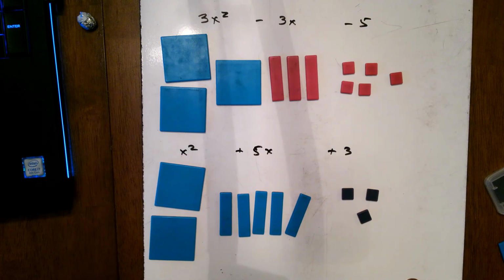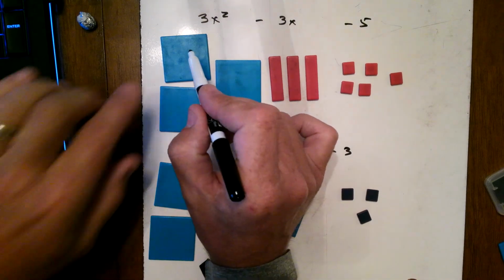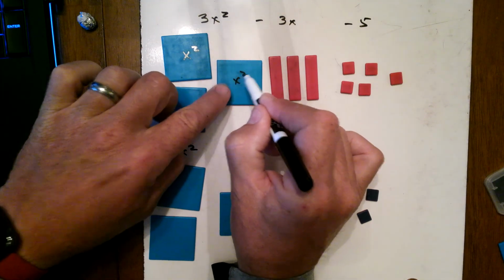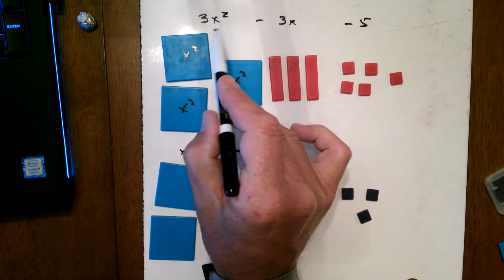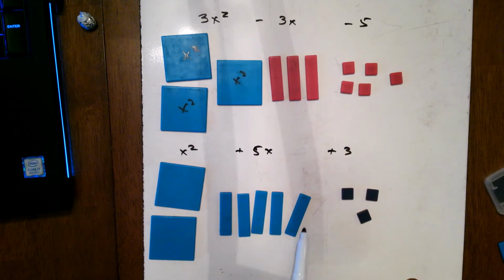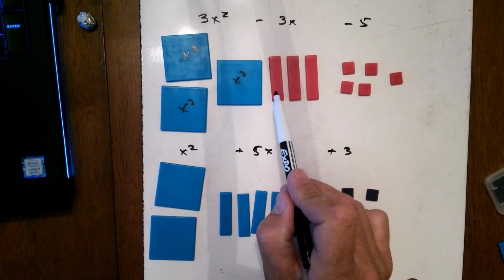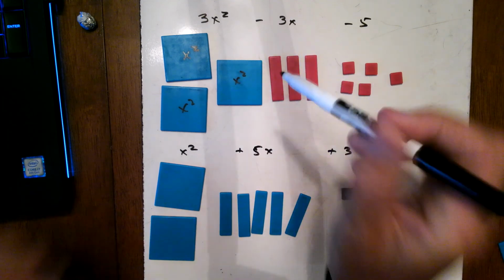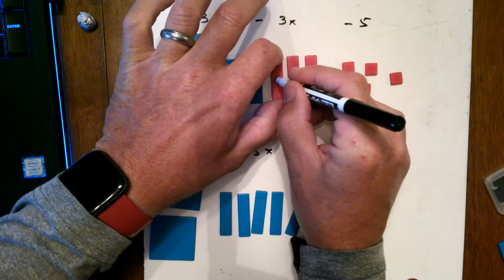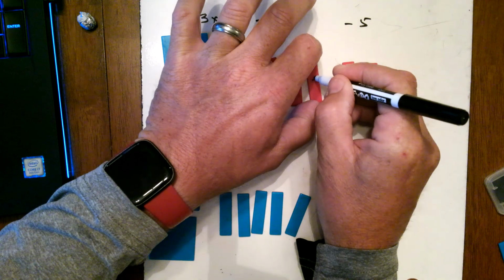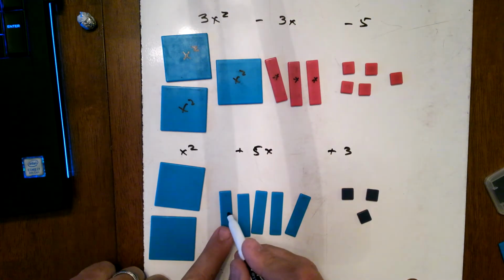polynomials together. Okay, so you can see here that I have these are called algebra tiles. Each one of these represent an x squared. So I have three of them here. What do you think these represent? Well, down here I have 5x. Up here I have negative 3x or subtract 3x. Each one of these represent a negative x. Each one of these down here represent a positive x.